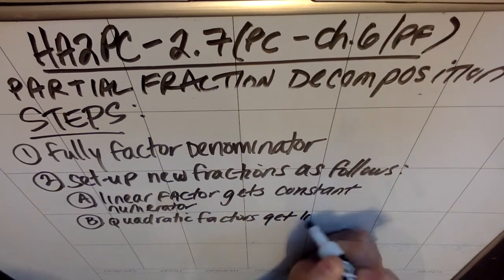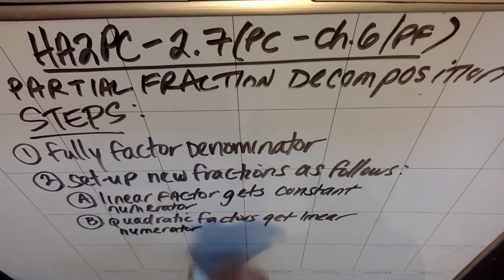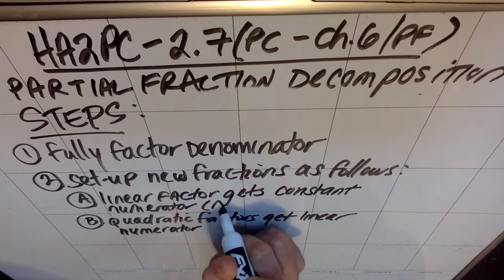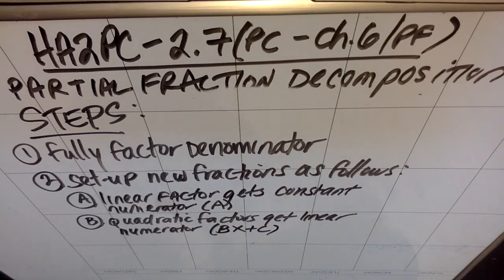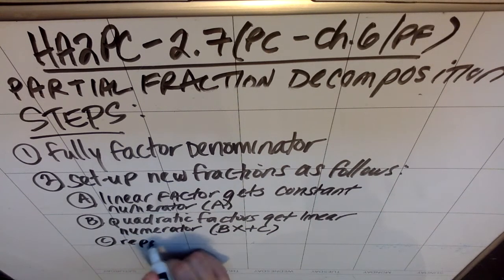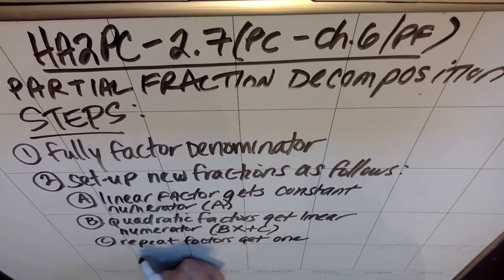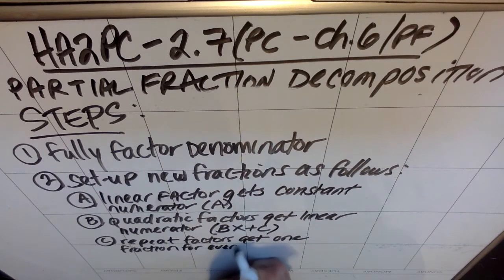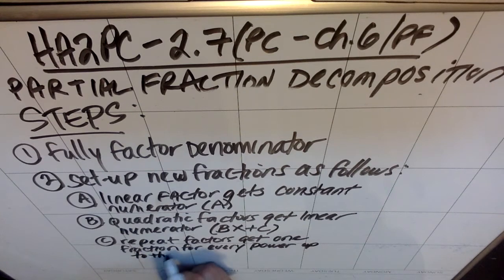get a linear numerator. And what I mean by constant numerator and linear numerator is that a linear numerator might be something like bx plus c, and a constant numerator would just be a number like a, okay? And then the third rule is that repeat factors get one fraction for every power up to their degree.